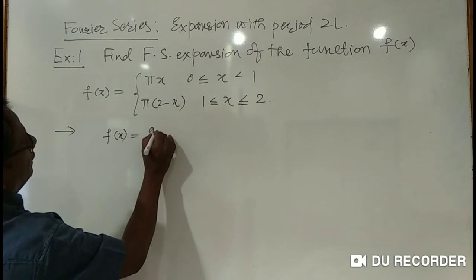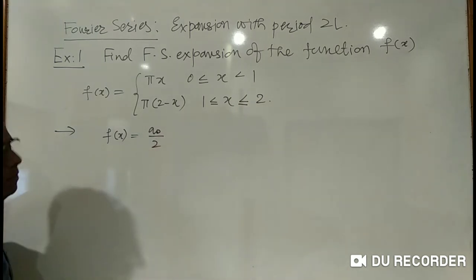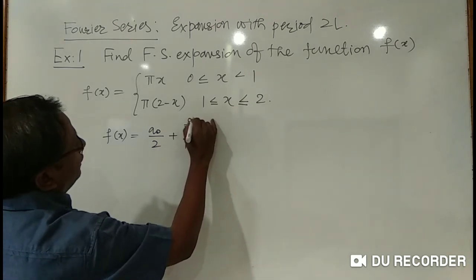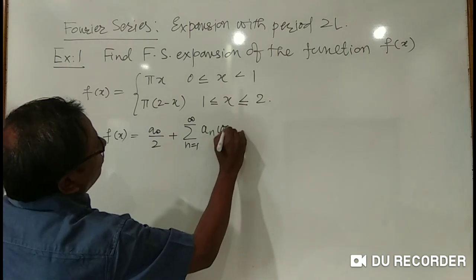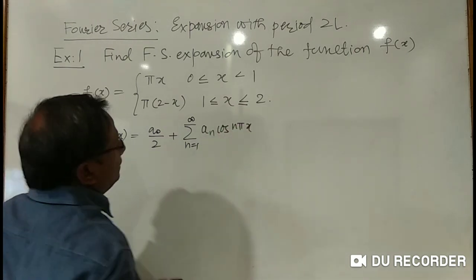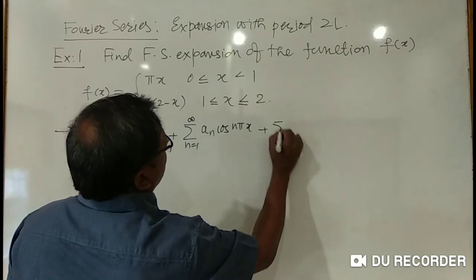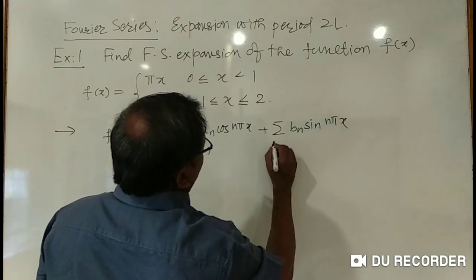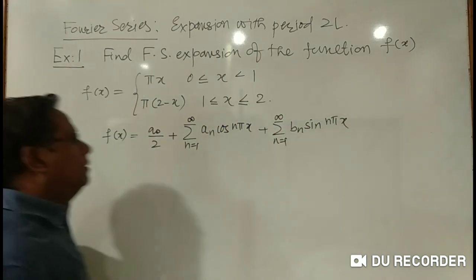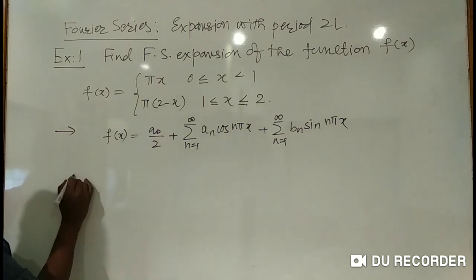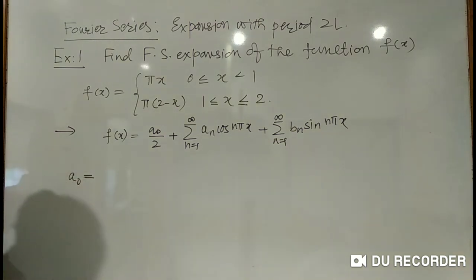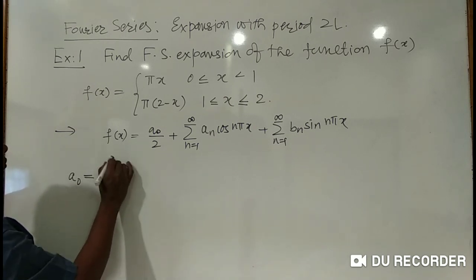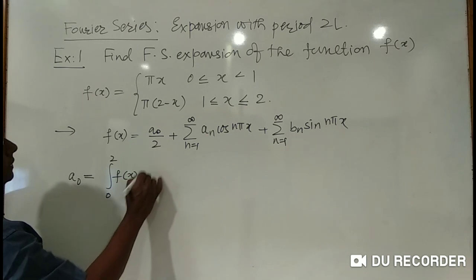So we can write this Fourier series in this case as f of x equals a0 by 2 plus summation n varies from 1 to infinity an cos of n pi x upon L, L means 1 here, plus summation bn sin n pi x upon 1, n varies from 1 to infinity, where this a0 now we will calculate. It is 1 upon L, that is 1, integral 0 to 2 f of x dx.